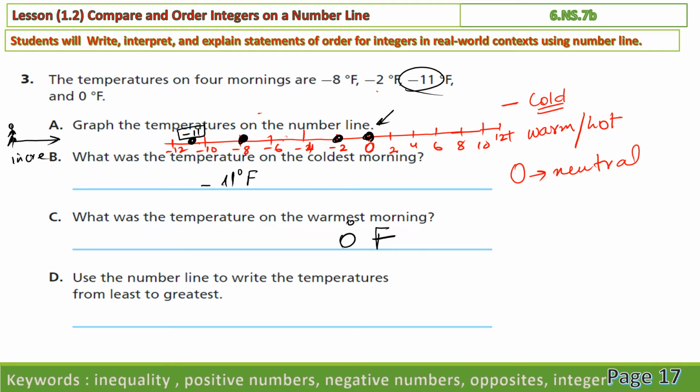Okay, use the number line to write the temperatures from least to greatest. You can already see that from least to greatest on the number line. Let's make one more. Here negative 11, then negative 8, then negative 2, and last is 0. So this is how you express it.